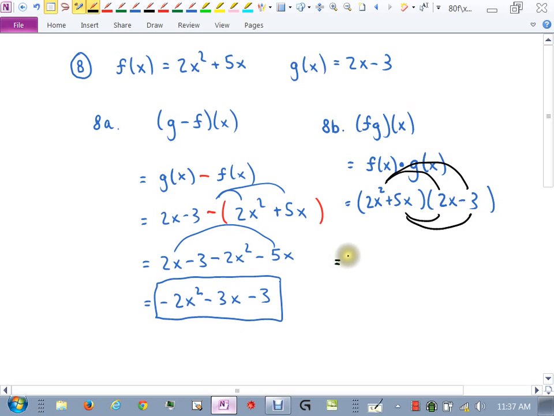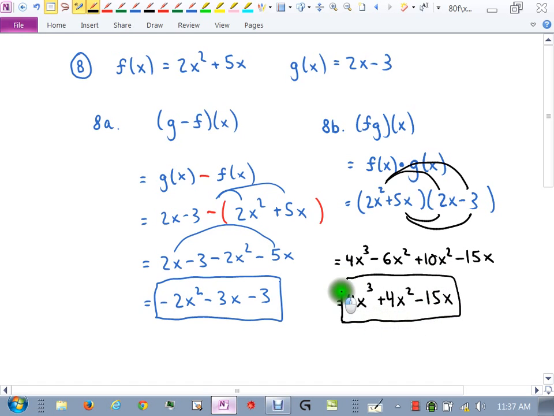So when I do that, I get 4x cubed, and then 2x squared times negative 3 is negative 6x squared. Then 5x times 2x is 10x squared, and then 5x times negative 3 is negative 15x. Collect like terms. Negative 6x squared plus 10x squared is plus 4x squared, and then minus 15x. So that is f times g.